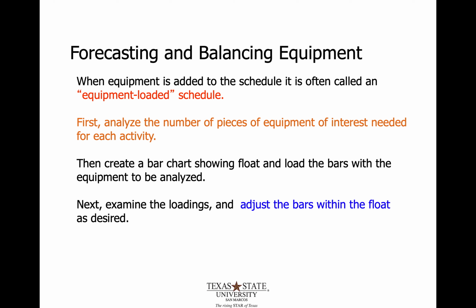Now we're going to balance the equipment. The second half of this lecture was to balance those D10 caterpillars. If you haven't looked it up by now, it's a big piece of equipment. If you do that, it's called an equipment loaded schedule. Again, the first step is to analyze the number of pieces of equipment needed for each activity. Then create the bar chart showing the float and load the bars with the equipment to be analyzed, which you effectively already did when we created the cash flow diagram. Then you examine it and adjust the bars accordingly.